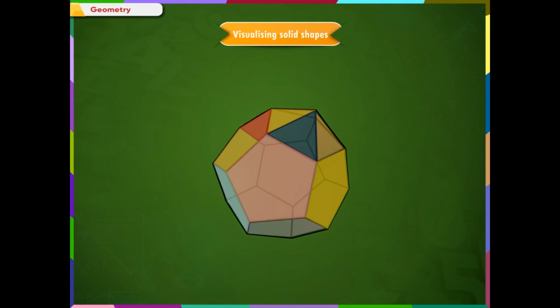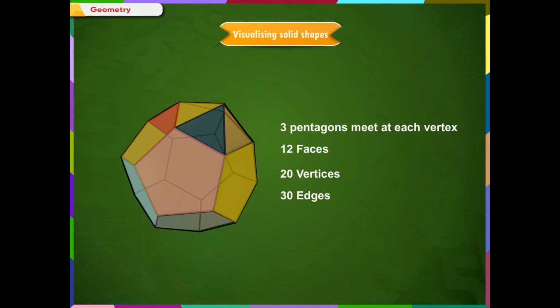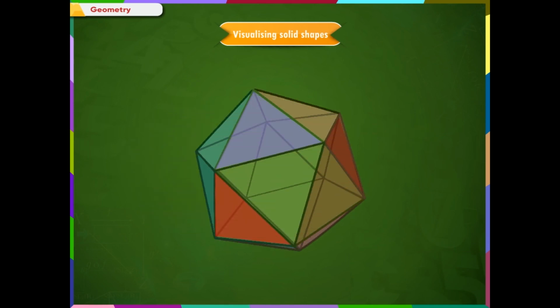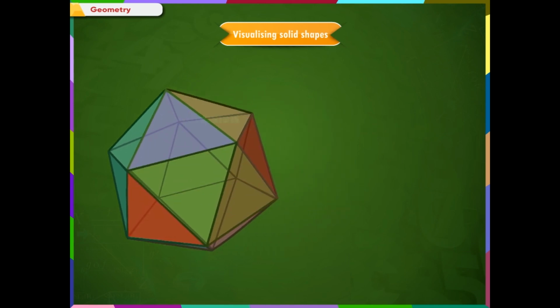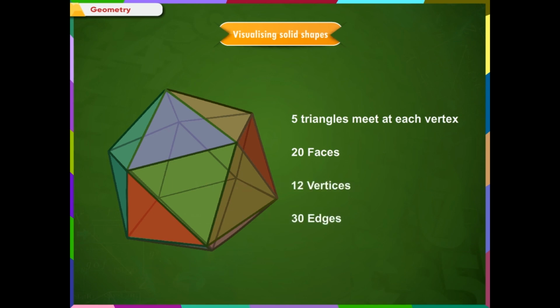A regular dodecahedron consists of 12 faces, 20 vertices, and 30 edges. 3 pentagons meet at each vertex. A regular icosahedron consists of 20 faces, 12 vertices, and 30 edges. 5 triangles meet at each vertex.